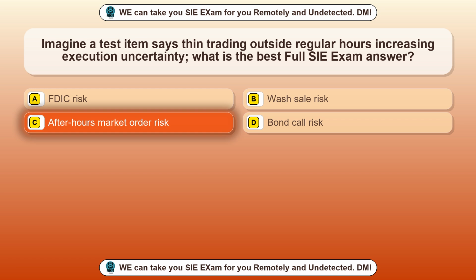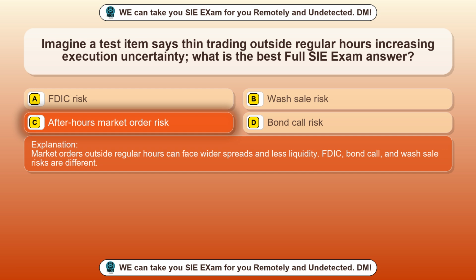The correct answer is option C, after hours market order risk. Market orders outside regular hours can face wider spreads and less liquidity. FDIC, bond call, and wash sale risks are different.